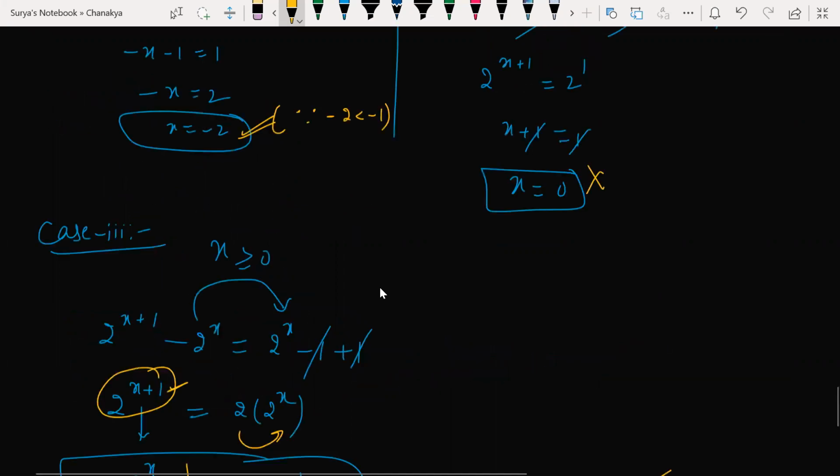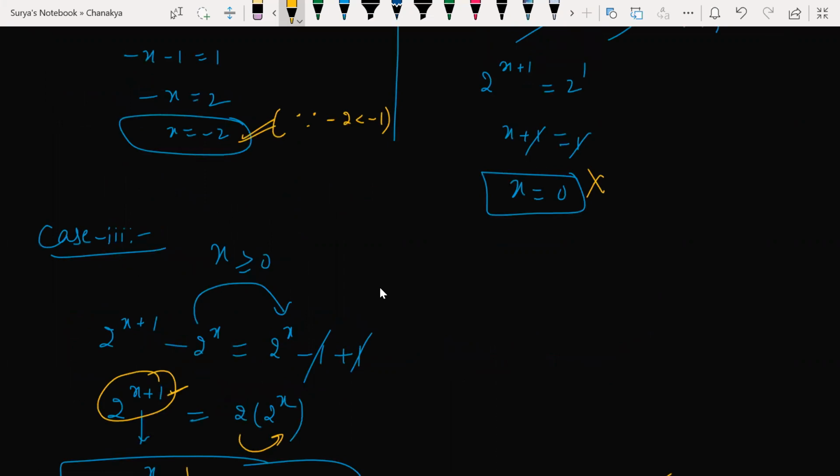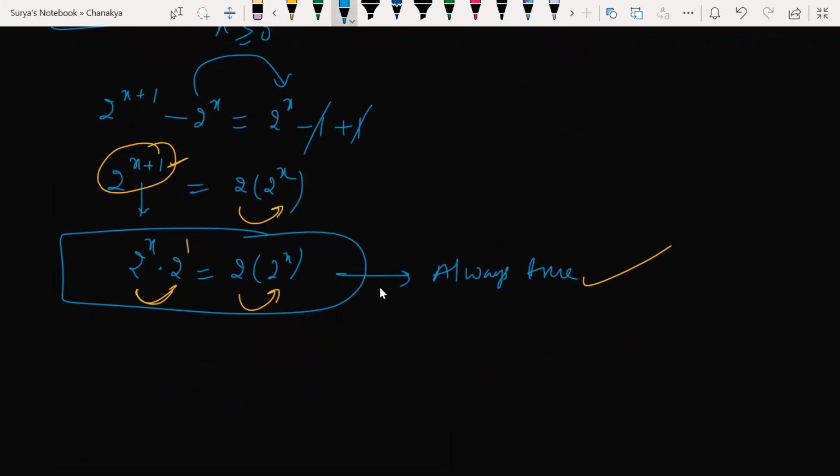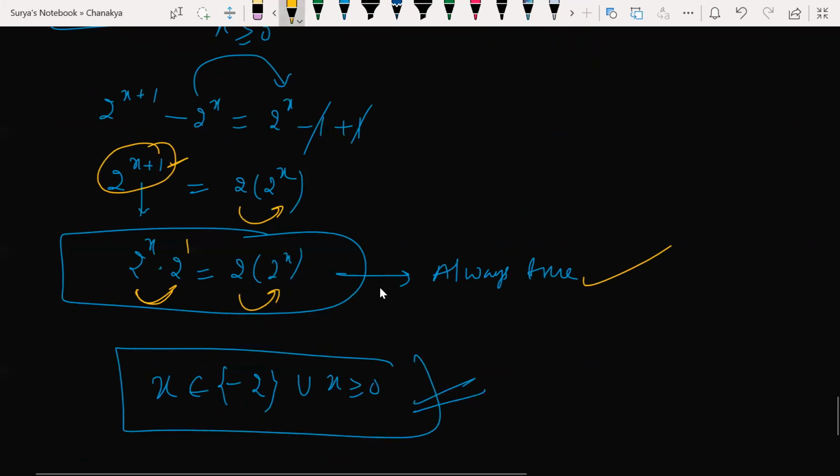So what is the answer going to be now? The x value is minus 2, and the x value is greater than or equal to 0. Cool. So x belongs to minus 2, which is one solution, and union x greater than or equal to 0. This is my final solution. This is how I finally represented it.